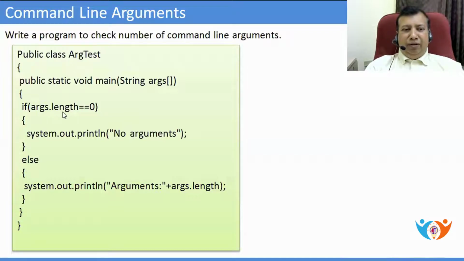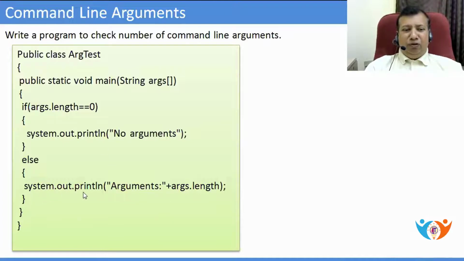That means what? Length is a property of an array. If it is 0, that means there is no element inside the array. Just give the message "no arguments passed". Otherwise, if the length is not equal to 0, that means it will be 1, 2, 3 or multiple. Then you can just display how many arguments are passed.